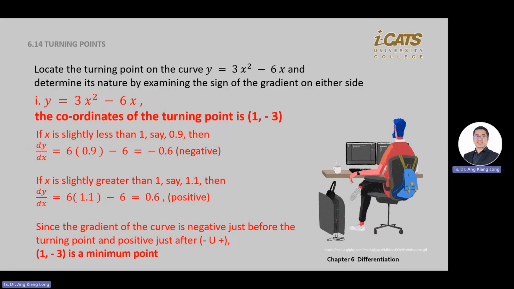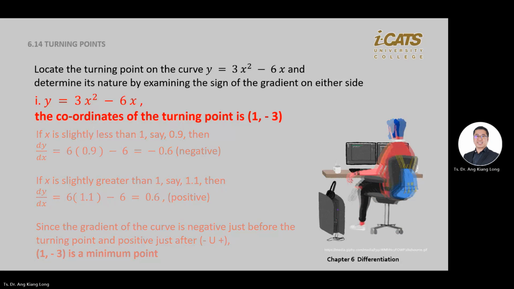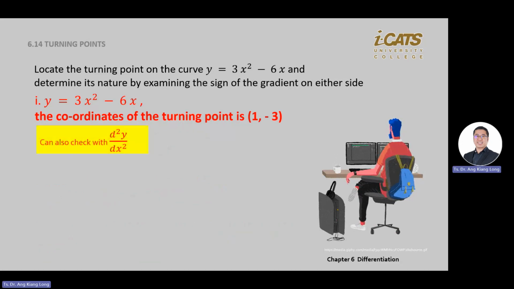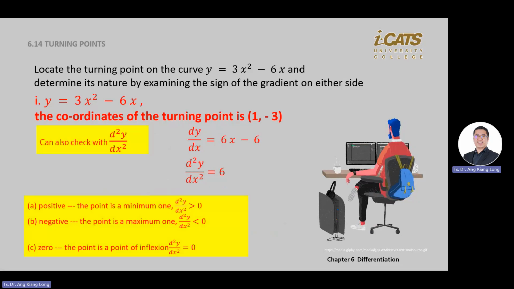Slightly to the left, sorry, to the right, you get this negative positive. So that point is the minimum point. Or another method, this one. Both give you the same marks.